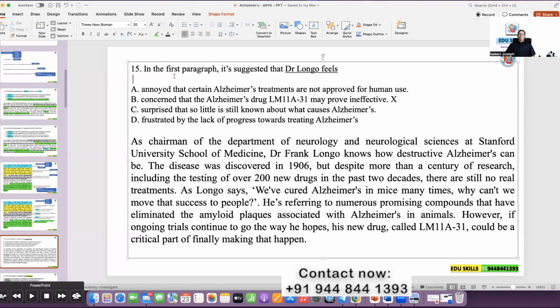So in the question stem, what are the heading words? Suggest. Suggestion, then feels, emotion, one more, the name. If there is a name, immediately you can jump into the spot where you have the name. Before that, you need to read whatever is before that. Got it? So see again, this is what? First one is till this.